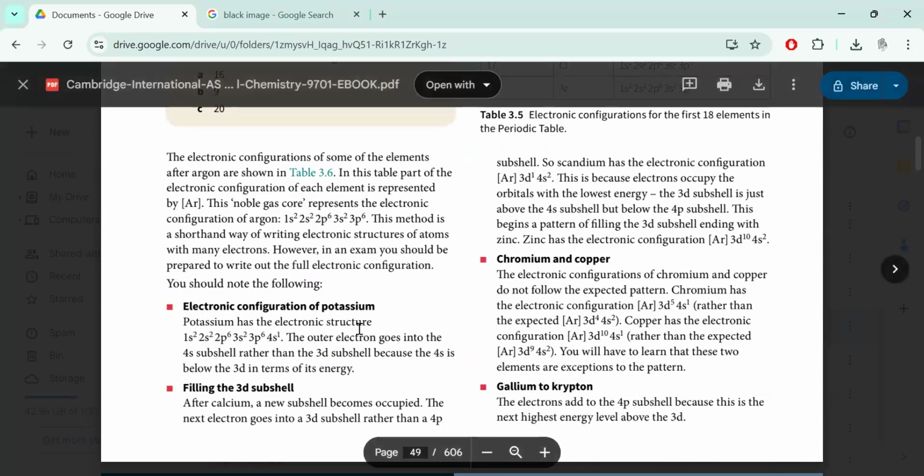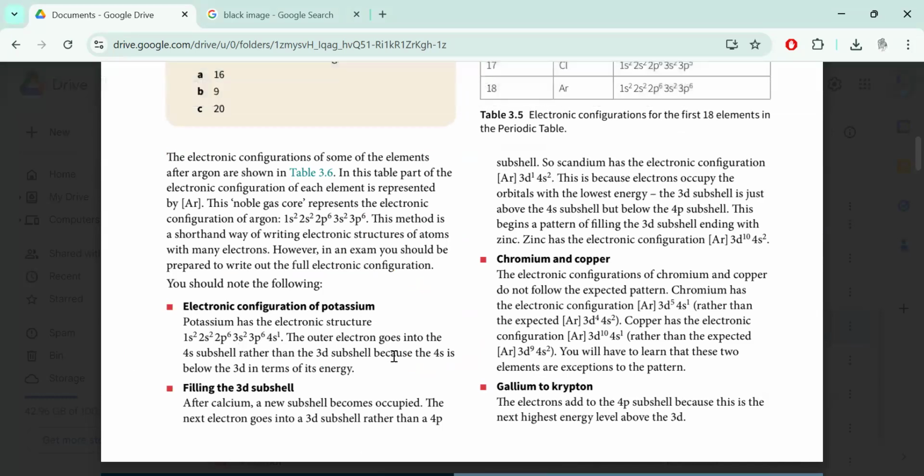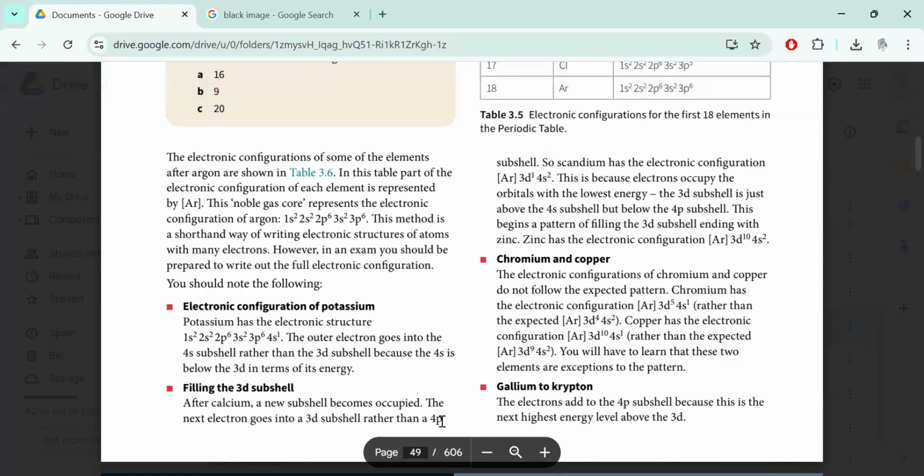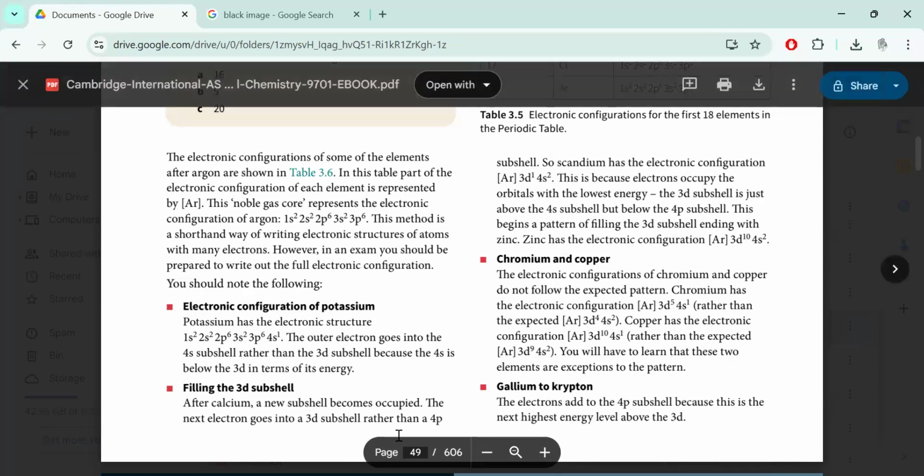So potassium's electronic structure is 1s2, 2s2, 2p6, 3s2, 3p6, 4s1. The other electron goes into the 4s subshell rather than the 3d subshell, like I've previously explained. After calcium, a new subshell becomes occupied. The next electron goes into the 3d subshell rather than 4p.